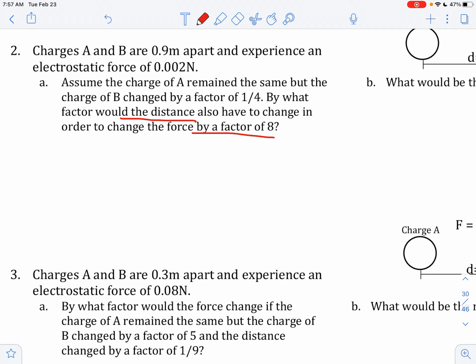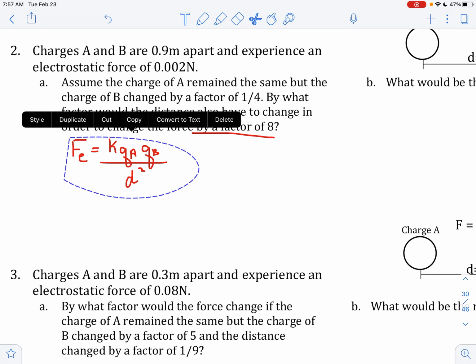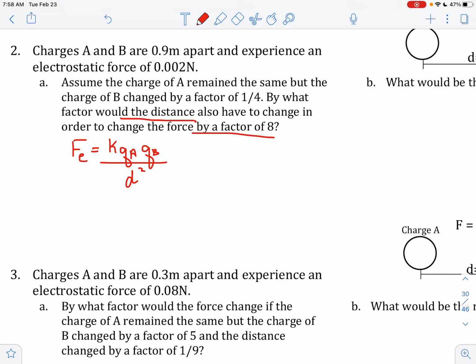So what we want to do is write our equation first. FE equals K, and we'll call it QA and QB, since that's what we have here, divided by D squared. Don't forget that D squared. Now we've got to put in our factors of change. These are not factors of change, these are just actual values. But we have charge A remains the same.